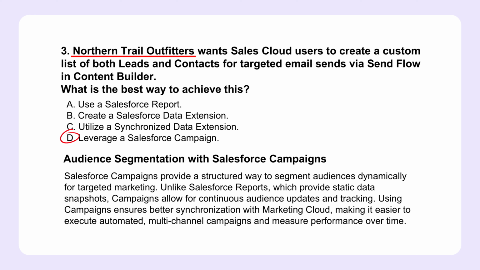So what about other options like Salesforce reports or data extensions? Why might those not be as effective in this particular case? You can use Salesforce reports to generate lists of leads and contacts based on different criteria, but they don't have that same built-in integration with the send flow and Content Builder. You'd probably have to export that data and then import it into Marketing Cloud, which is extra steps. And data extensions, well, those live inside Marketing Cloud, so you could use them to store your targeted lists, but making Sales Cloud users create and manage those in Marketing Cloud adds friction to their workflow, and it means they have to learn a whole new interface.